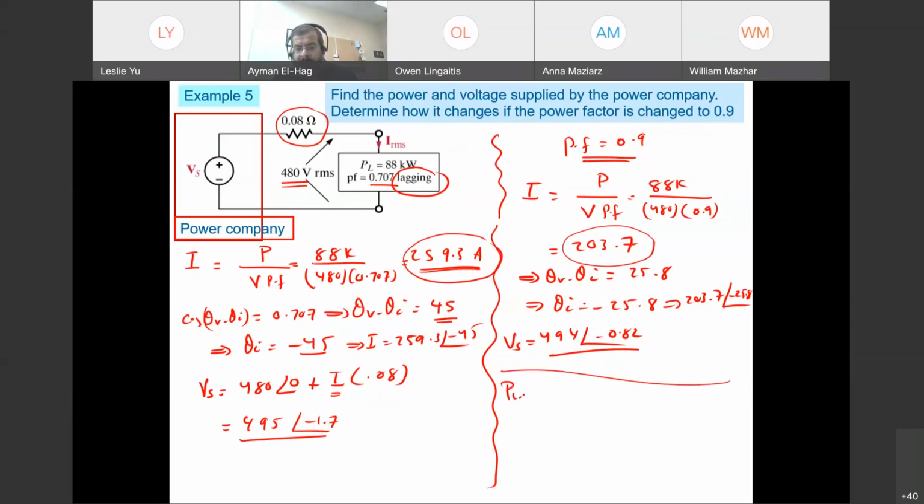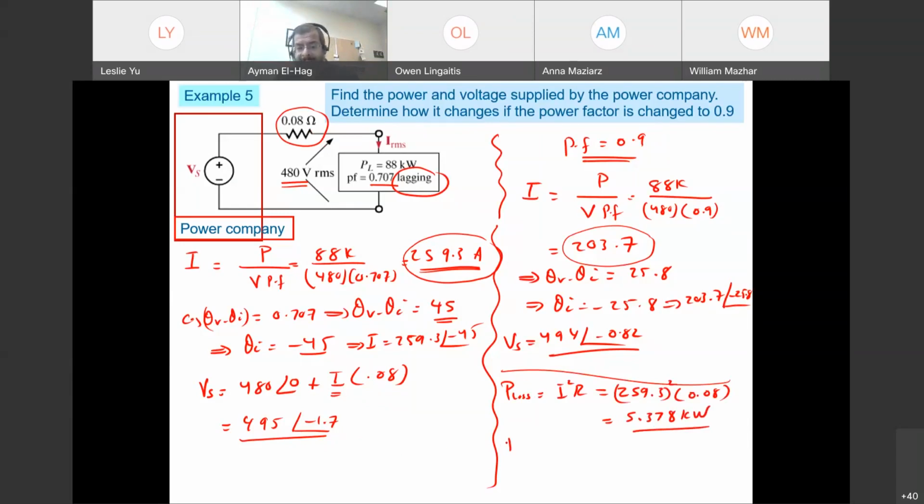The P loss is I squared times R. This is the resistance. So let's see the power loss here. This becomes 259.3 squared times R, which is 0.08. And if you do that, you will find that the P loss is equal to 5.378 kilowatt. This is a loss in the power system.